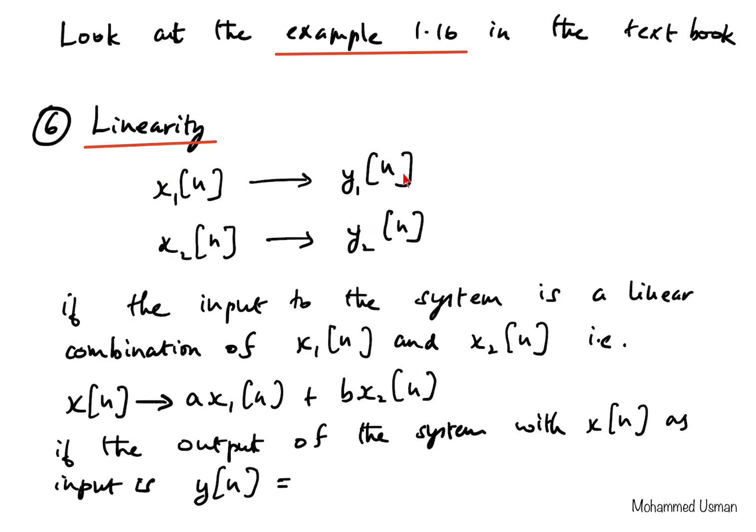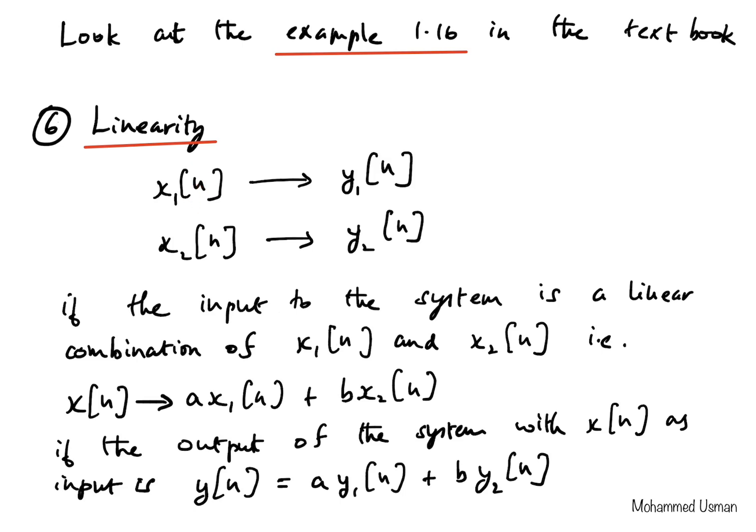y1 of n and y2 of n. So x1 of n separately gave the output y1 of n, x2 of n separately gave the output y2 of n. Now we are giving an input which is a combination of x1 of n and x2 of n. That should produce an output which is a linear combination of the separate outputs y1 of n and y2 of n. So this combined output y of n is a times y1 of n plus b times y2 of n. Okay, the same thing applies for continuous time as well.